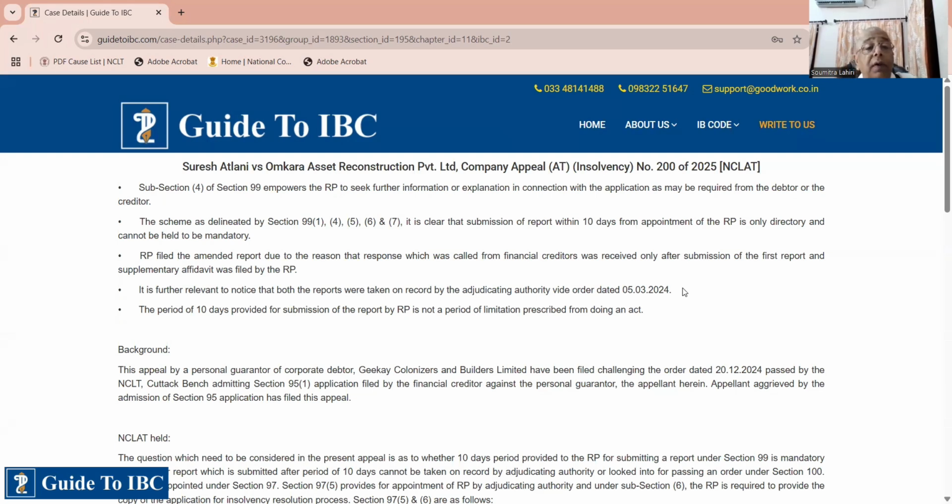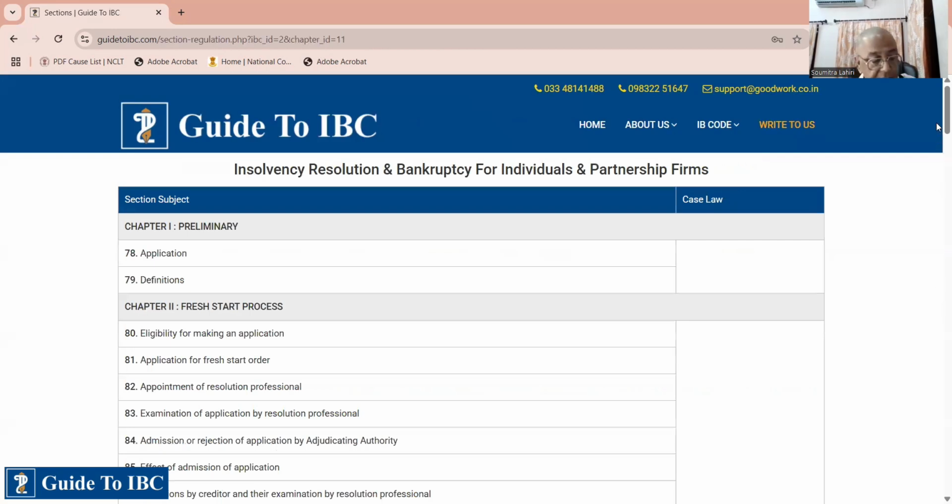It is further relevant to notice that both reports were taken on record by the adjudicating authority. The period of 10 days provided for submission of the report is not a period of limitation prescribed for doing the act, so the Limitation Act does not apply here, which is very important. So it now becomes very clear that though the RP should try to file the report within 10 days, it is not a mandatory requirement. Now let us quickly wrap up the presentation with the last case.